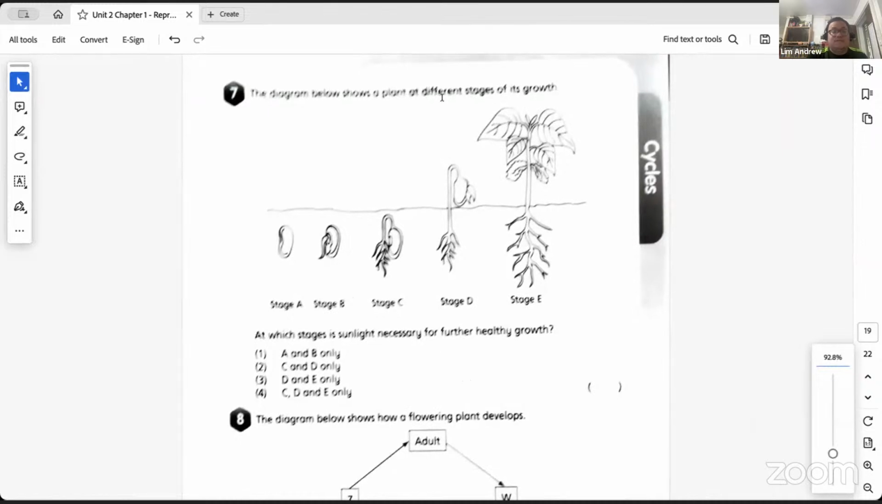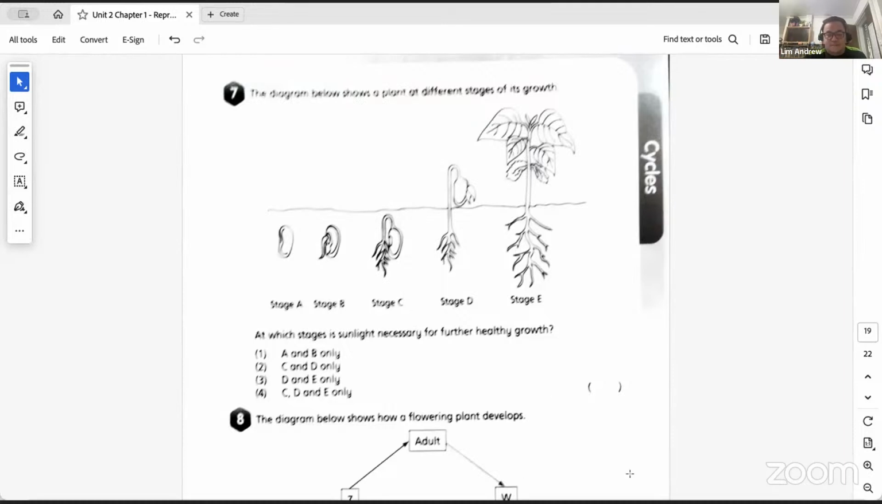The diagram shows a plant at different stages of growth. We have stage A like this. B, the roots come out. C, the shoots come out fully. D, the plants start to shoot up. And E, the plants grow taller and healthy. So at which stage is the sunlight necessary for further healthy growth? In other words, which stage needs sunlight?